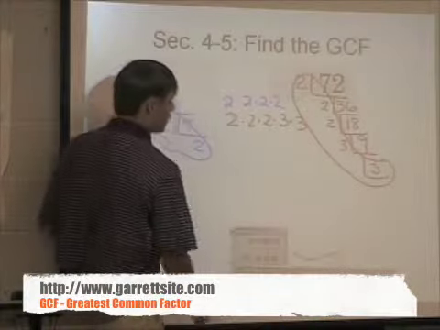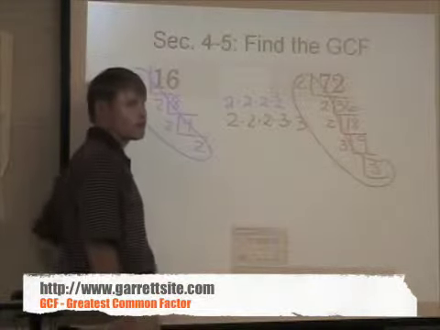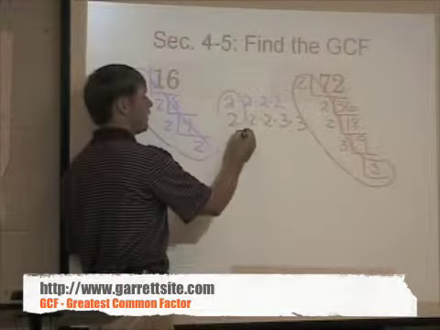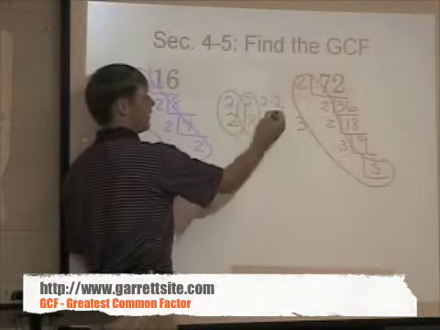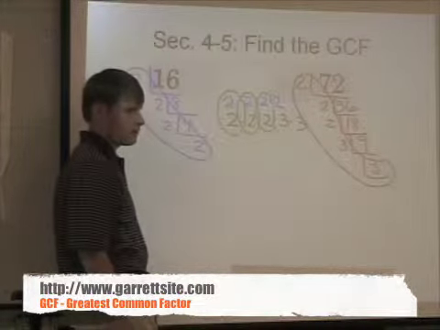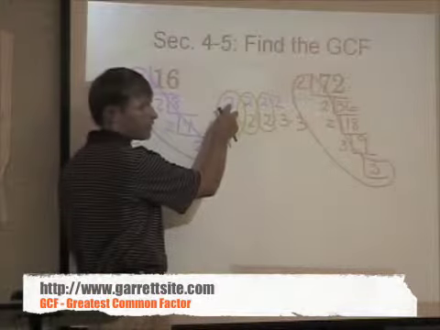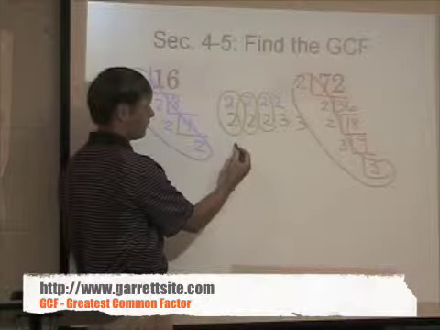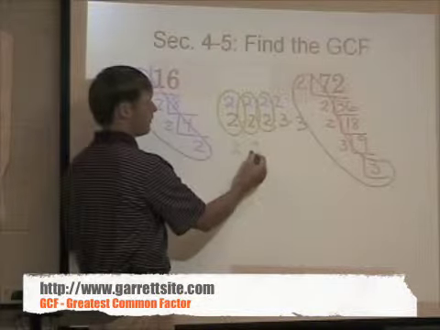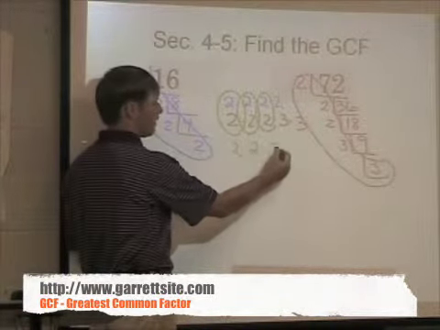Now, the way you find the GCF is to circle the ones that are shared on the top and the bottom. These are shared, these are shared, and these are shared. Nothing else is shared. So if I got 2 of them circled, what do I write right here? 2. Just the 2. And I got 2 circled, what do I write?